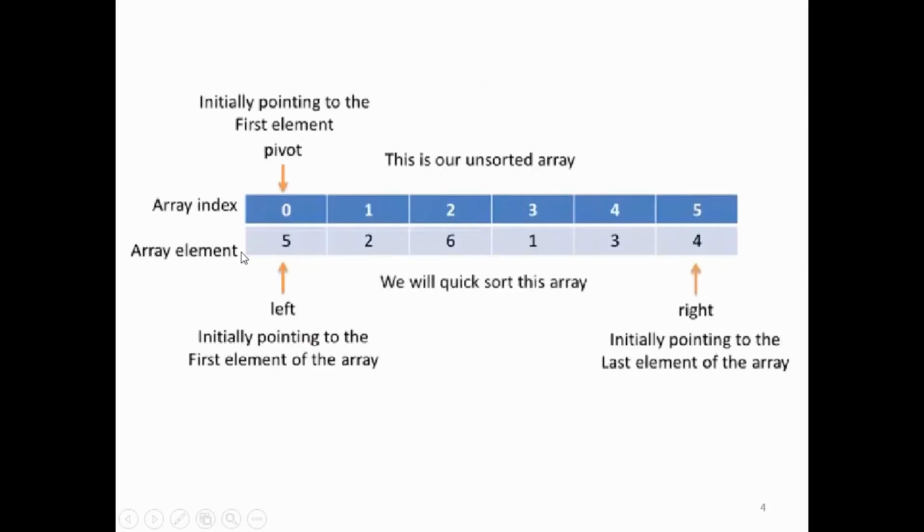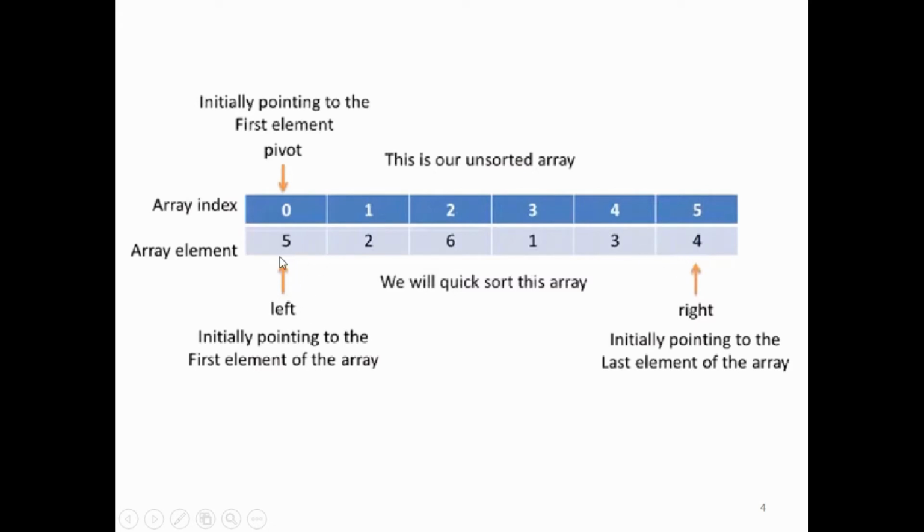Here we can see the array 5 2 6 1 3 4, and the array index numbers are 0 1 2 3 4 5. Let us consider the first index as the pivot, the leftmost element as left, and the rightmost element as right. Now we have to compare the pivot value with the right and left values. Here the pivot value is 5 and the rightmost element value is 4.